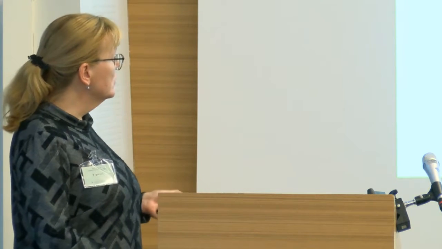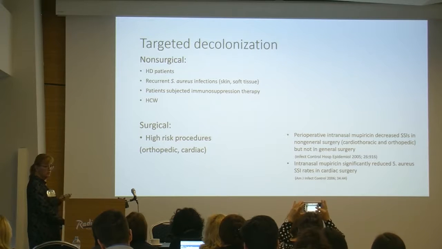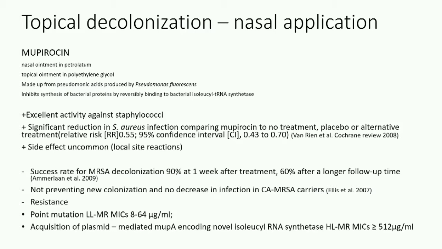And for surgical patients, we do the decolonization in cases with high-risk procedures like orthopedic, cardiac, and neurosurgical procedures, because it is known that perioperative intranasal mupirocin decreases surgical site infections in these patients. And this study is from 2006: intranasal mupirocin significantly reduced Staph aureus surgical site infections in cardiac surgery.